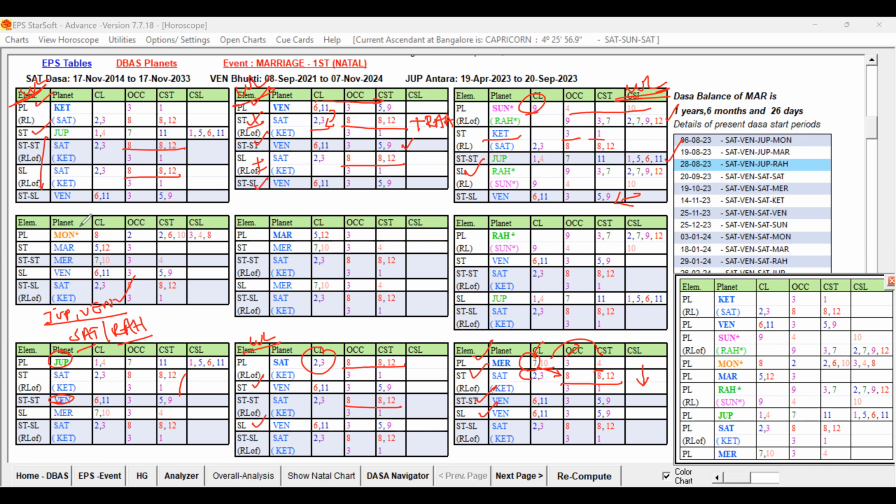Now the Moon. Moon is unfavorable, free planet also, and they are all having Mars, and not a good key planet. So we need not check this one.